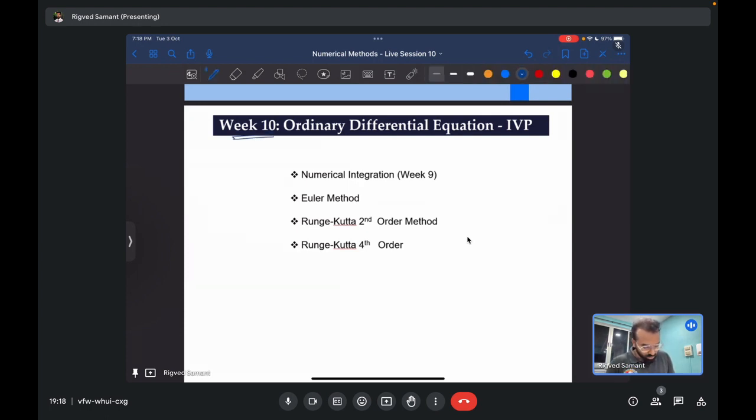So today's topic of discussion is ordinary differential equations, initial value problems.